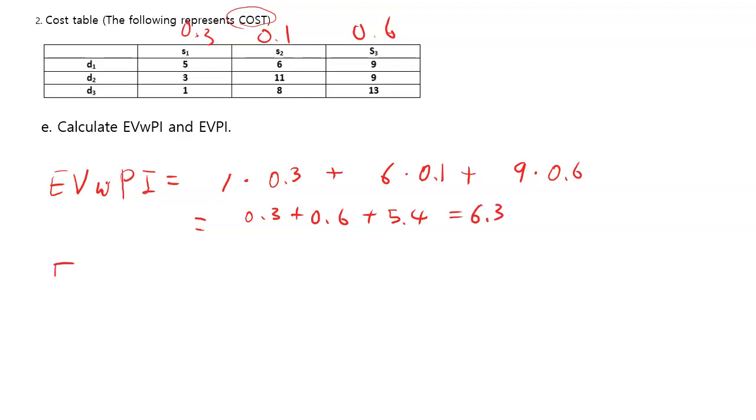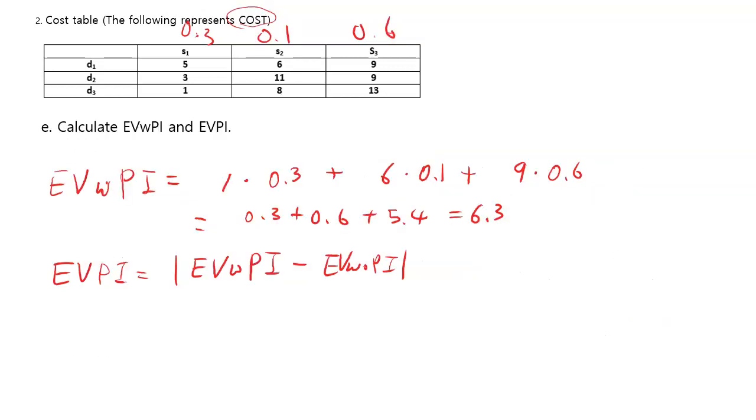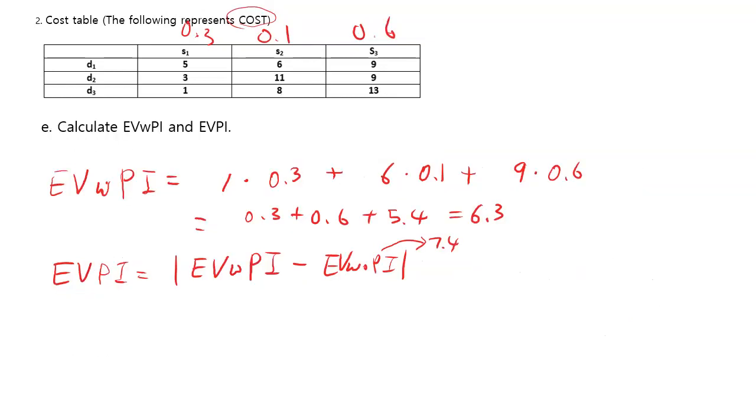Okay, then we use the formula that EVPI is the absolute value of EVWPI minus EVWOPI. Remember, the EVWOPI is actually the expectation value you got here. That's 7.4. Okay, in the previous slide we got the 7.4 as the expectation value of the second decision, right? So that's 7.4.